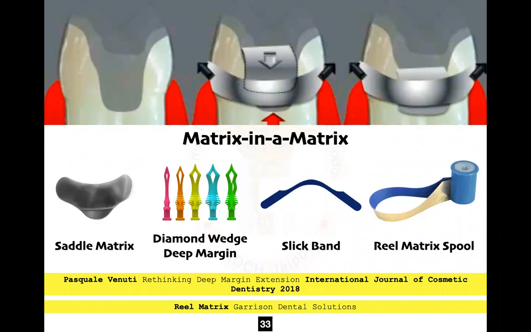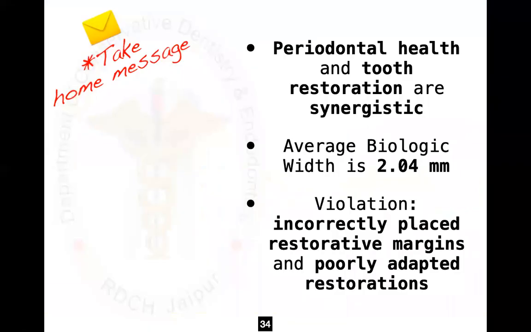Matrix in a matrix is the technique that I was just discussing with you, that you first place the thin matrix subgingivally and then cover one horizontal band around it. The saddle matrix will help you achieve that. So this is nothing that you have to be scared or afraid of or mug up. No, this is just for you to know that there's so much out there that you can employ and do. And what makes me discuss this with you today is just because all of this is eventually related to your biologic consideration, how to respect the biologic width.